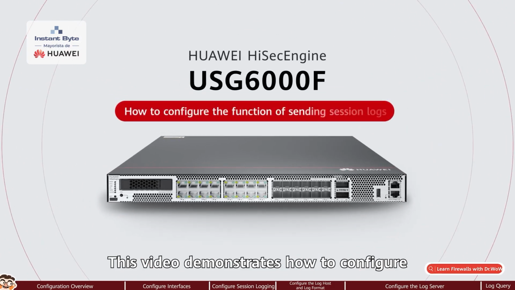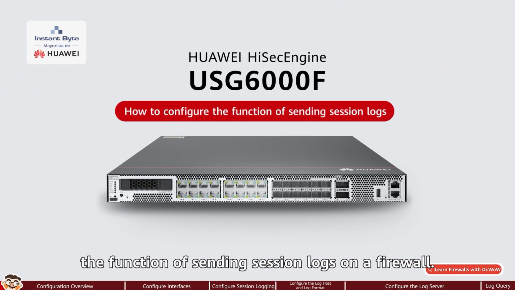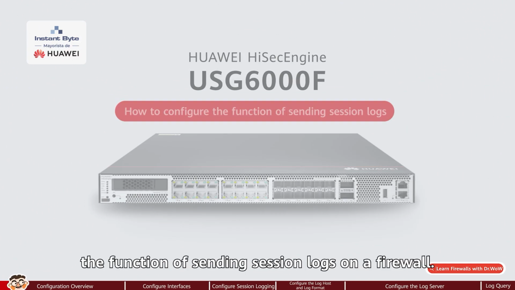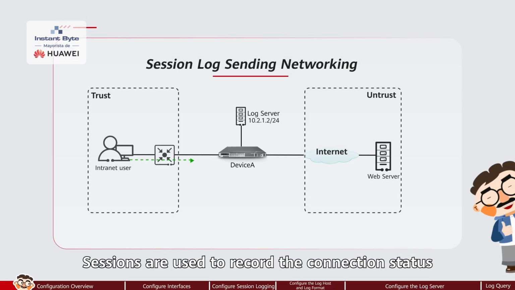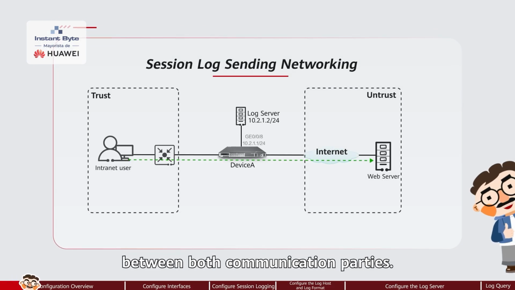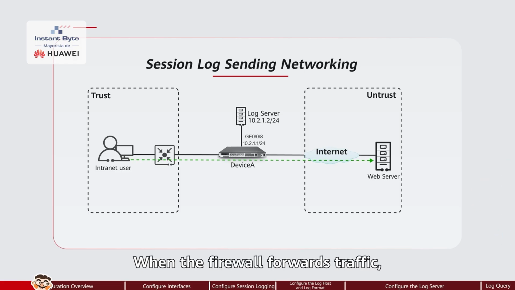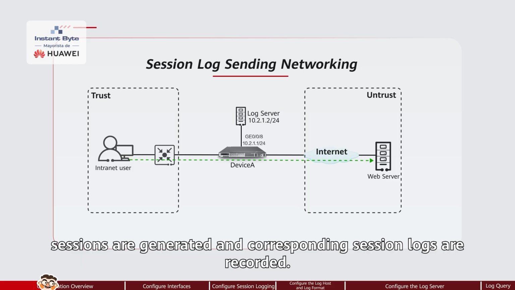This video demonstrates how to configure the function of sending session logs on a firewall. Sessions are used to record the connection status between both communication parties. When the firewall forwards traffic, sessions are generated and corresponding session logs are recorded.